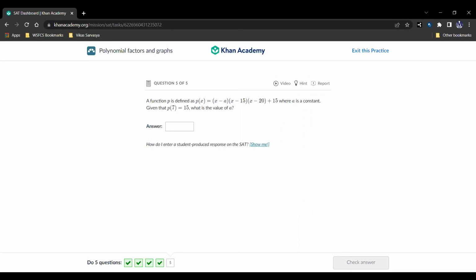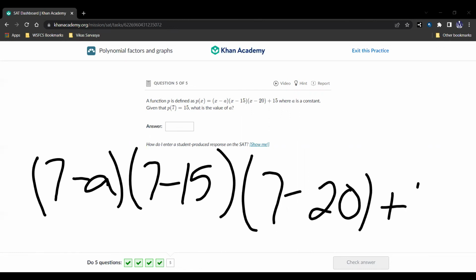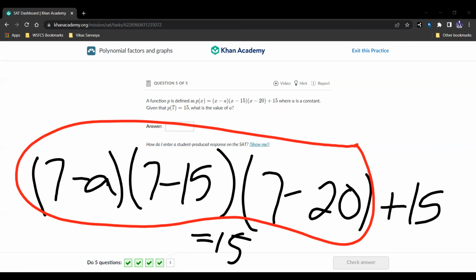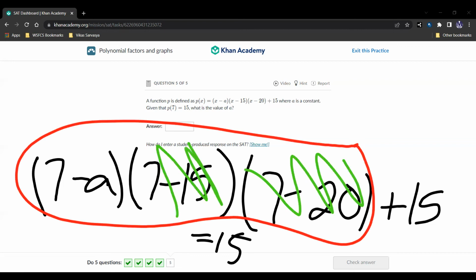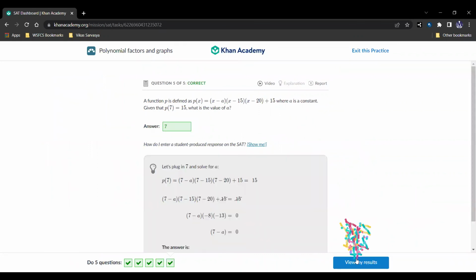So we plug in p of 7, so we get 7 minus a times 7 minus 15 times 7 minus 20 plus 15. And this is supposed to equal 15, which means that this whole part right here is supposed to equal 0. Now, this part is not 0, and this part is not 0, but one of the factors has to be 0. So 7 minus a has to be 0, and a equals 7. That wasn't the remainder theorem, but the factor theorem, or rather just a clever manipulation of the algebraic equation, but it still works, and our answer for a is 7. And we are done with this set.